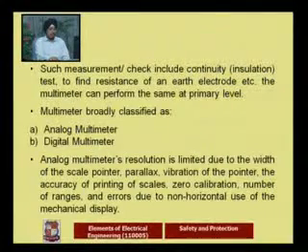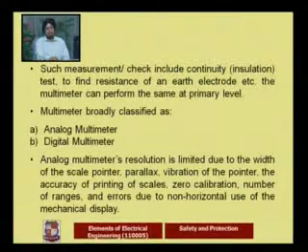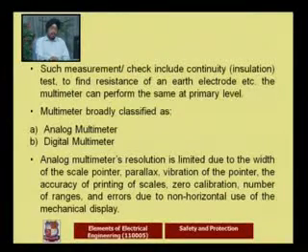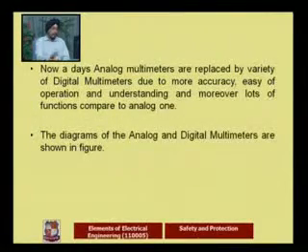to the digital one, calibration problems, number of ranges, and if we put it on a non-horizontal surface, our reading may change. Those are the basic disadvantages with the analog multimeter, and we switched over to the digital multimeter. So nowadays the analog is replaced by digital multimeters.